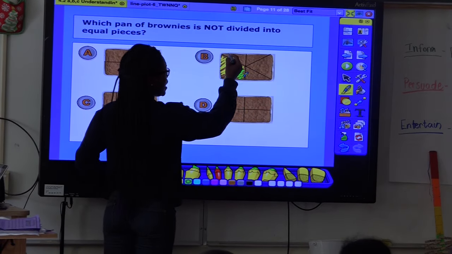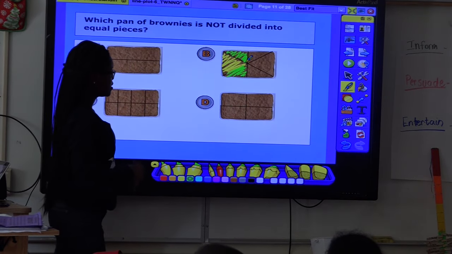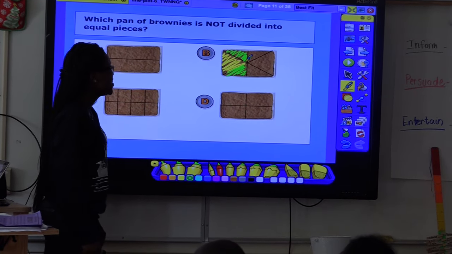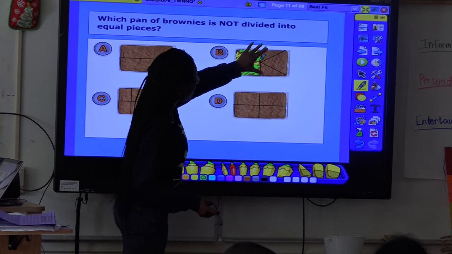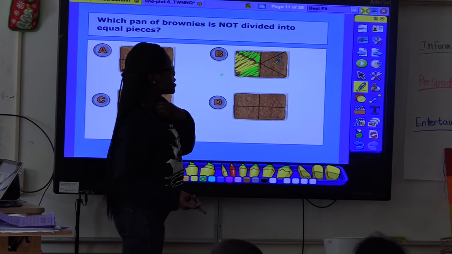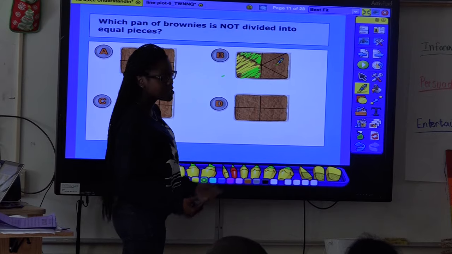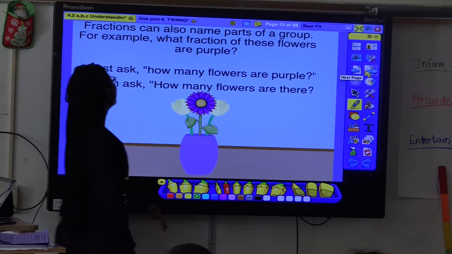But if I combine these two, I get what? One of those. I get one of the yellow ones. If I imagine that I fold those two in, I would get that one. That's what you want to call it.